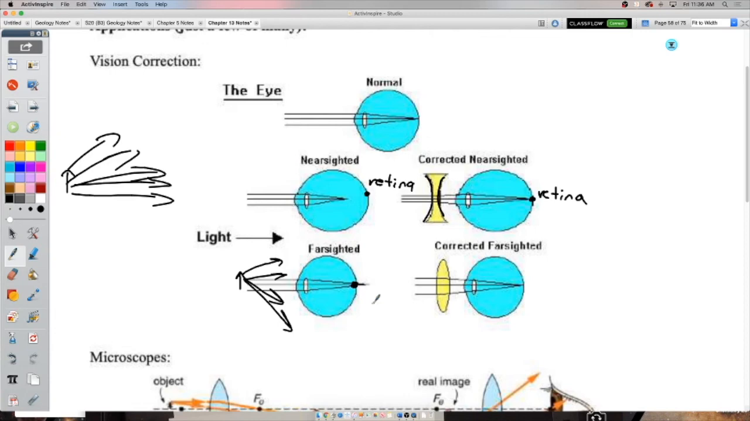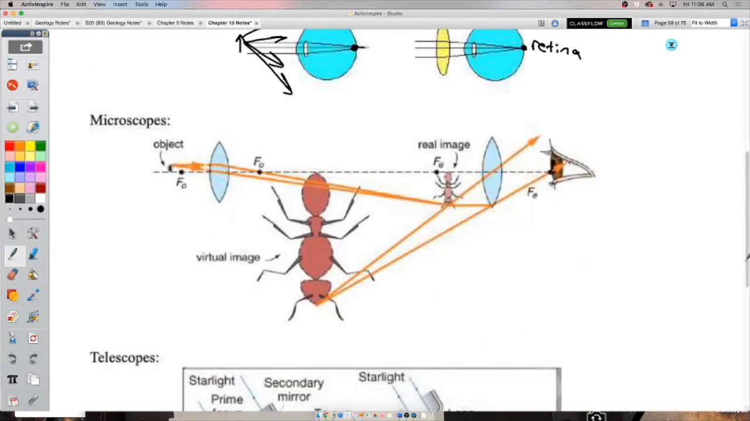Well, help your lens out, help it converge a little bit easier. So take those diverging rays that are coming from this object and converge them a little bit before they even get to your lens, and then your lens can do the rest of the work so that by the time it gets to the retina, it's focused. Okay, that's how corrective glassware works. Pretty cool.